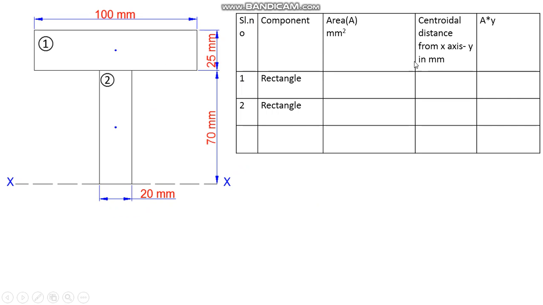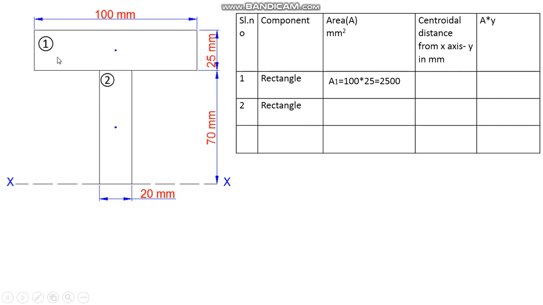Now we have to draw the centroid table. Since you have two figures, the serial numbers will be 1 and 2. Both components are rectangles, so you write rectangle and take their areas. The area is in mm square, and then the centroidal distance from x axis. Since you only have to find y bar, this is the only distance you require, in mm. Then you need a into y, so a into y is required.